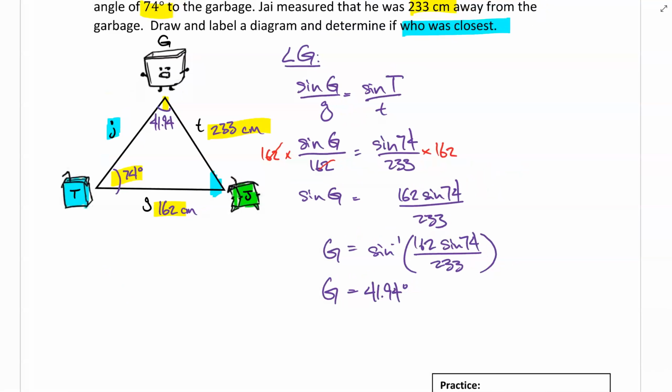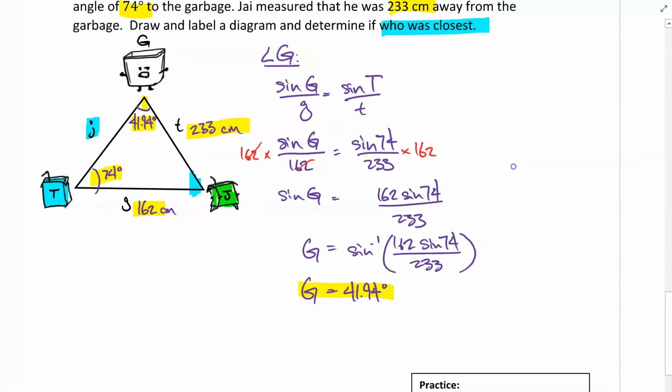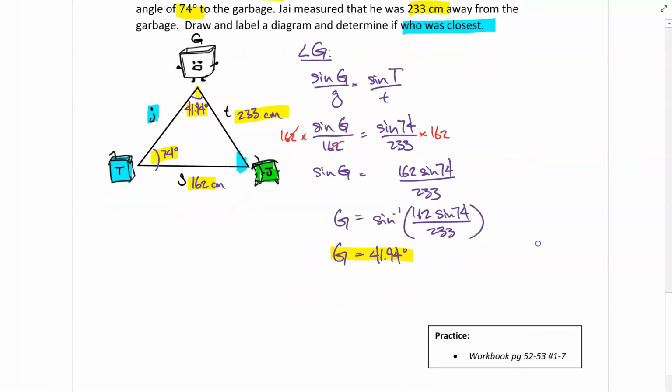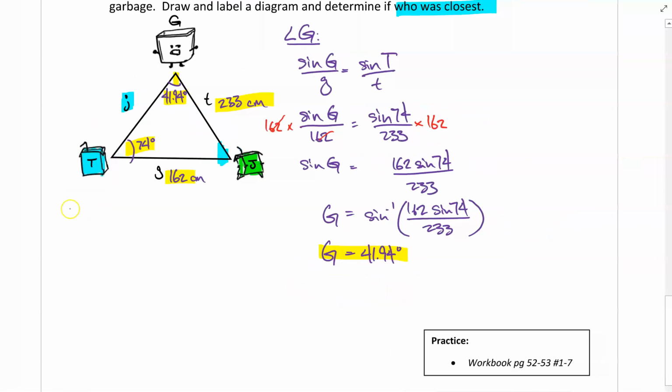All right. So if we have angle G, we are well on our way, right? 41.94 degrees. So let's figure out angle J. Let's do this in a different color. I can use this spot over here and talk about angle J, which we need.